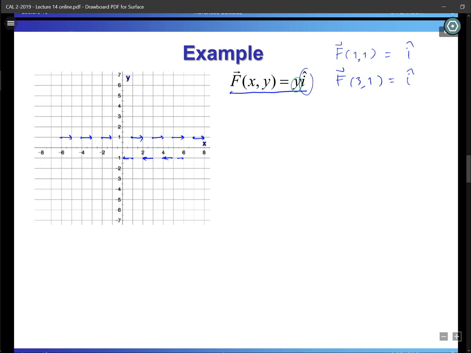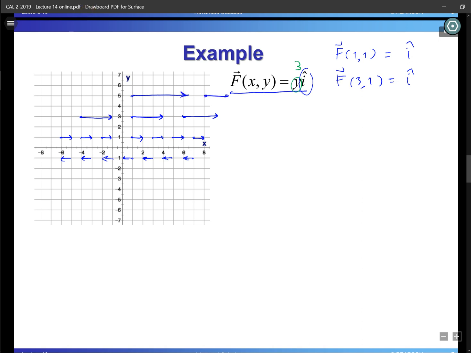Alright, you get the point. What about if I move to y equal to 3? If I move to y equal to 3, you can see that the component for i will be increased to 3, right? Instead of having a vector of size 1, at this point with y equal to 3, it's going to be 3 times as long. Same here, 3 times as long. If I go to 5, it's going to be 5 times as long.